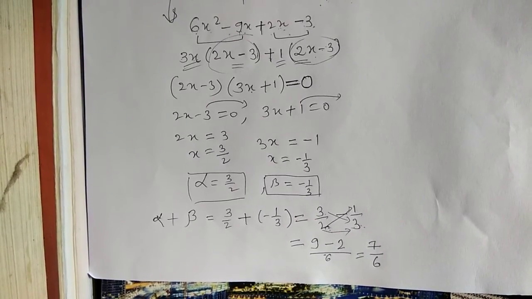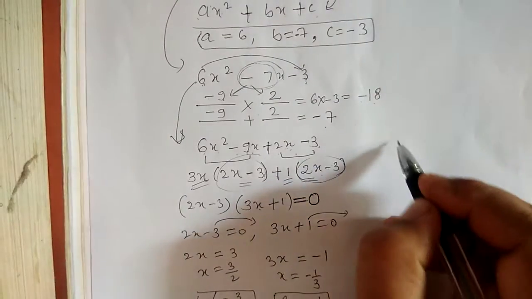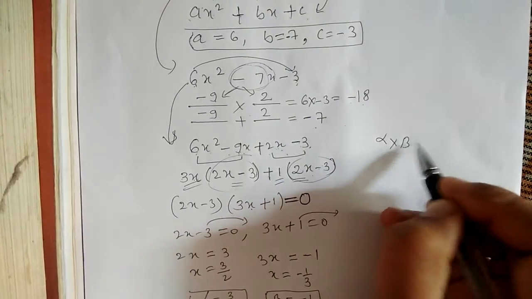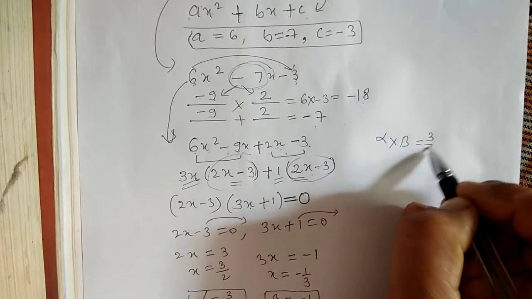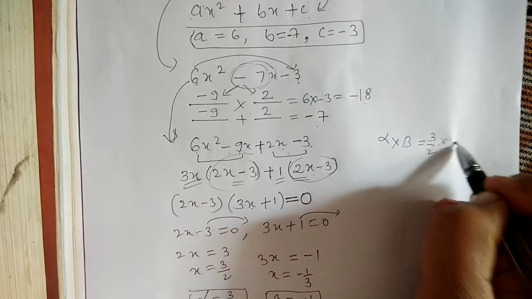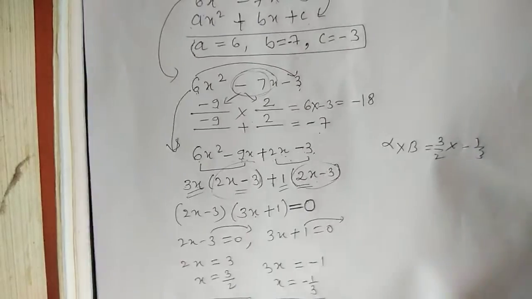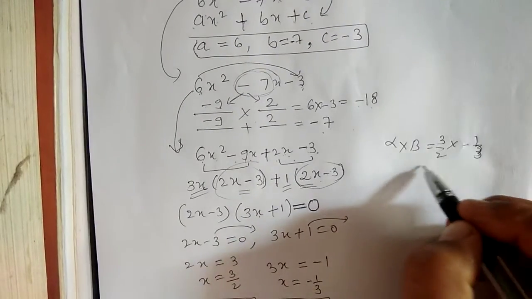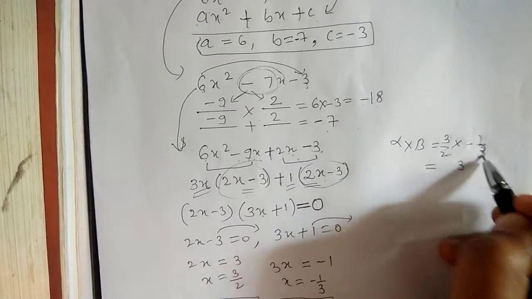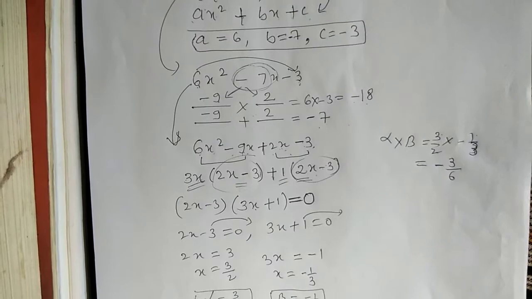After getting 7 by 6, then find the product. Product means alpha into beta. What do you get for alpha into beta? Alpha is 3 by 2 and beta is minus 1 by 3. Find the product: 3 1s are 3, 2 3s are 6, and here there is a minus sign.